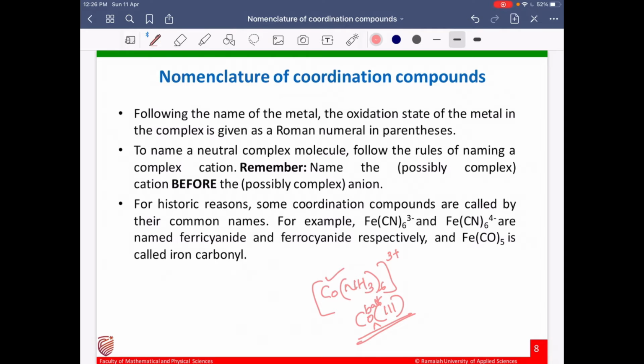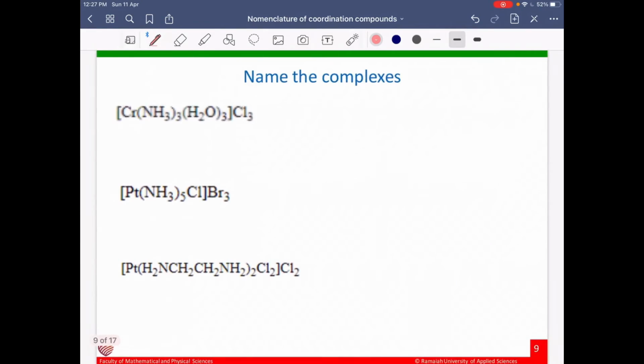For historic reasons, some coordination compounds are called by their common names. [Fe(CN)6]3- and [Fe(CN)6]4- are named ferricyanide and ferrocyanide respectively. And Fe(CO)5, we will call iron carbonyl. This is mainly due to historic reasons, so we will call them by their common names. Now we will do some examples where we will name the complexes.